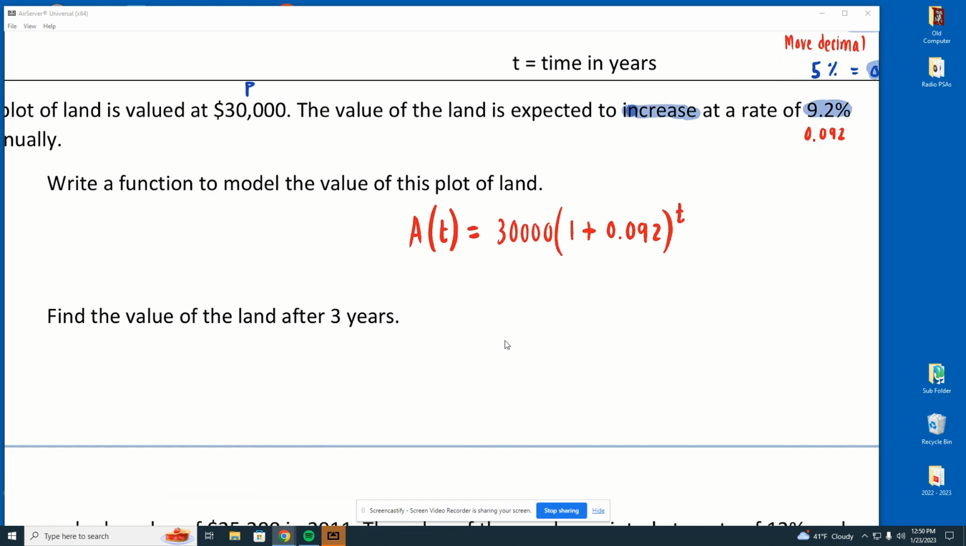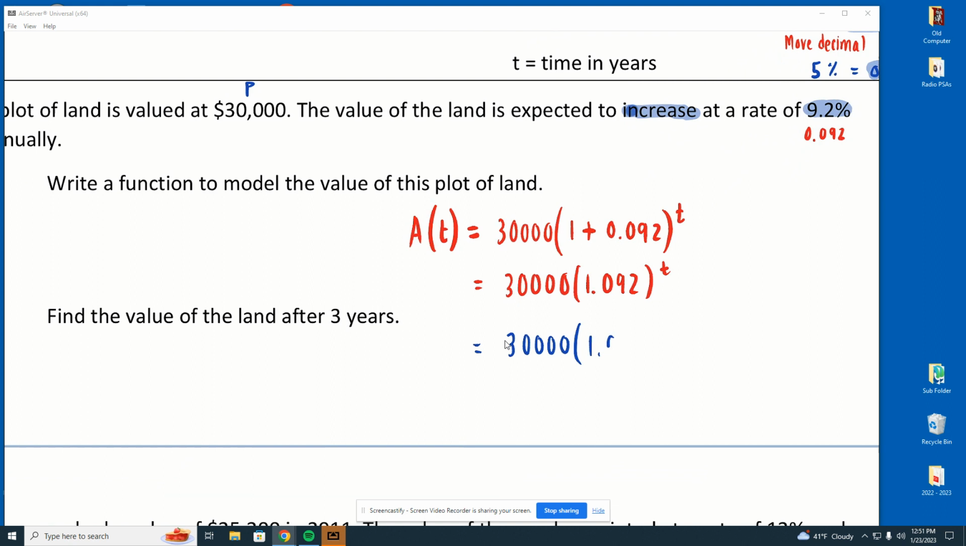Now, personally, I like to go ahead and simplify that and just rewrite it as 30,000 times 1.092 to the t power. You don't have to do that, but it will help us when we do the next, not the next problem we do, but the one right after. So there's my equation completely simplified. Now, how do I find the value after 3 years? Just plug it in.